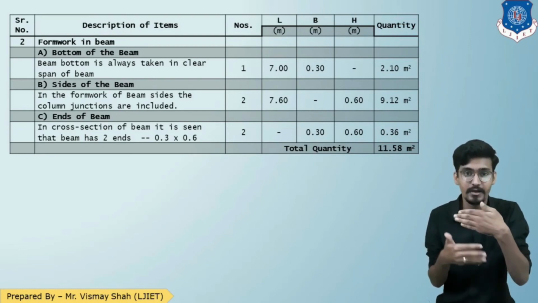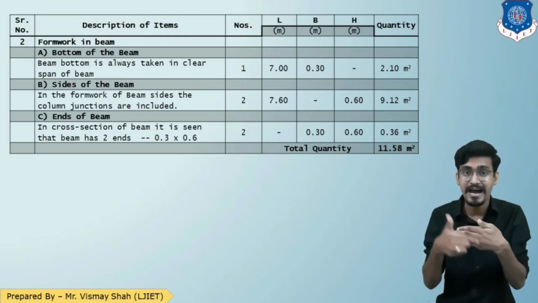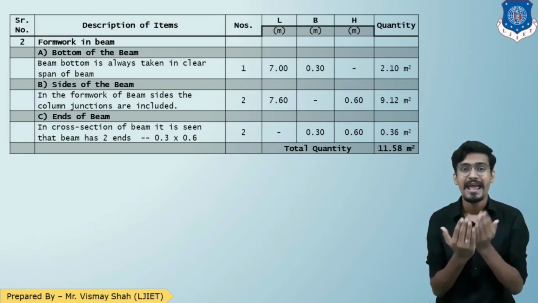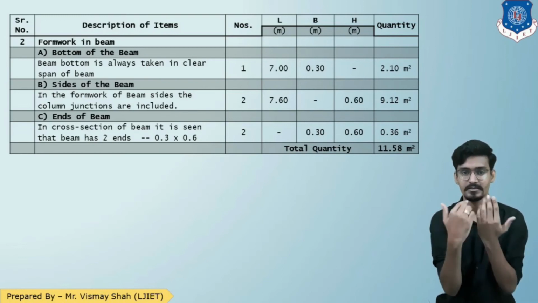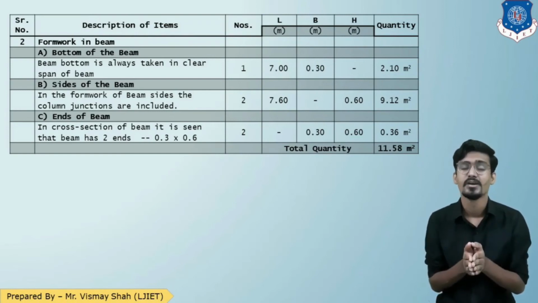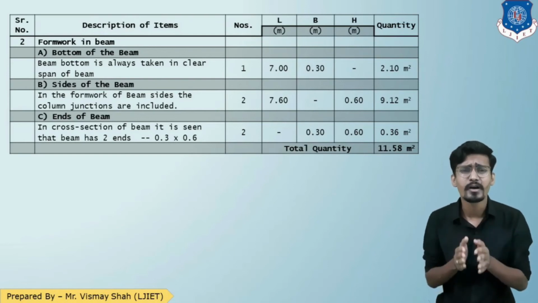Now if we are talking about the beam side, that is the height. So height is beam depth 0.6. Now ends are the 2 rectangles. So that is 0.3 cross 0.6. So that is how we'll get the formwork quantity as 11.58 meter square. So I hope we are clear about it.